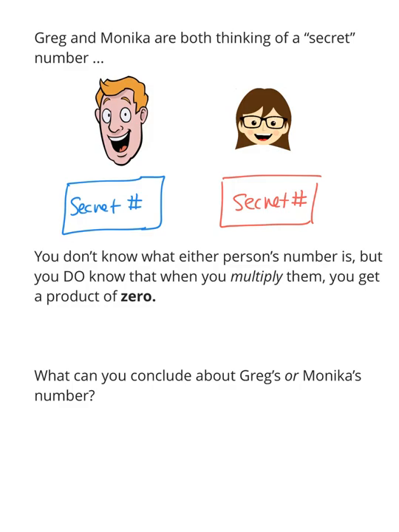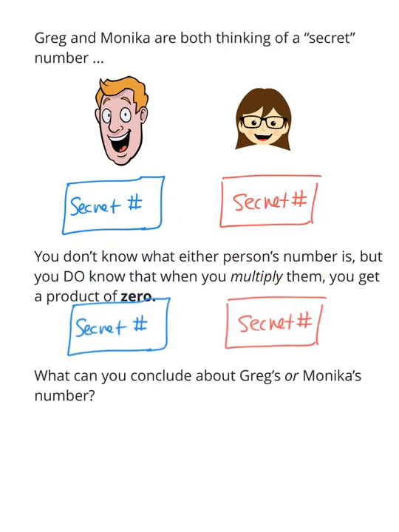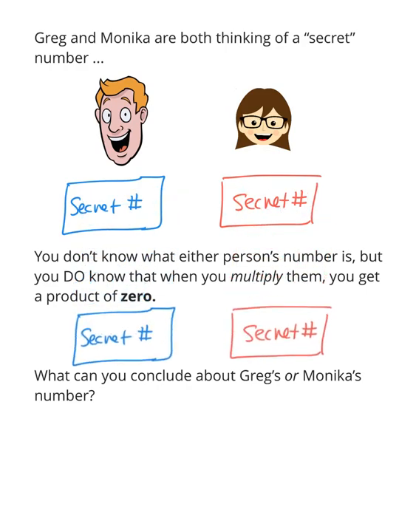Let's say Greg and Monica both have secret numbers. Greg here is thinking of a number, and then Monica is also thinking of a number. Now we don't know what numbers they have. But what we do know is if we were to multiply their numbers together, we'll get 0. So we will never know exactly until we look what numbers they have. But there are some things that we could conclude. If I multiply two numbers to be 0, what we would then know is either Greg or Monica has 0 as a number.